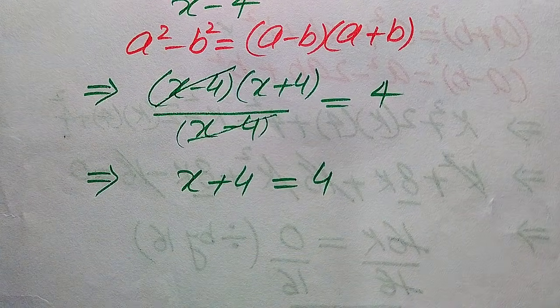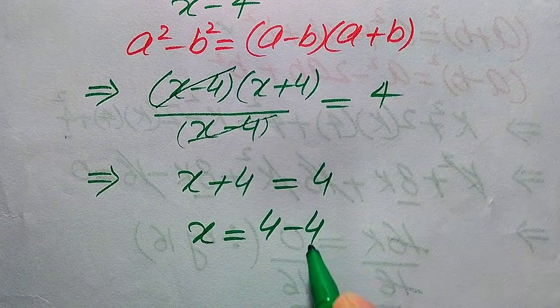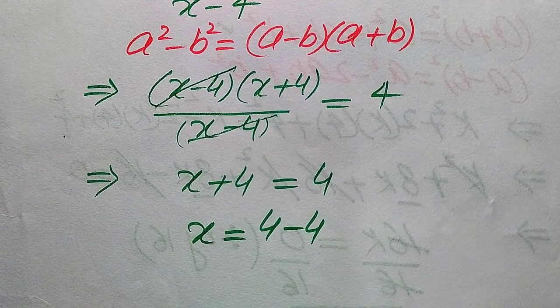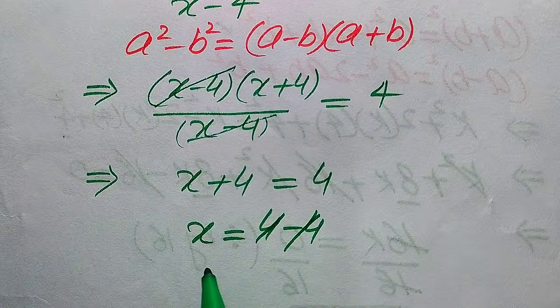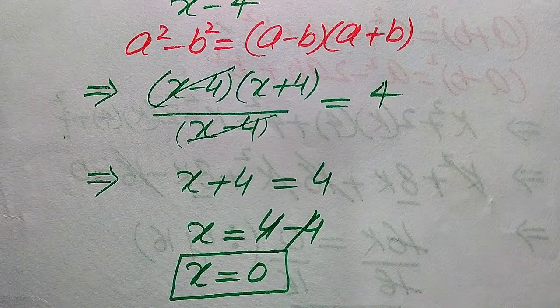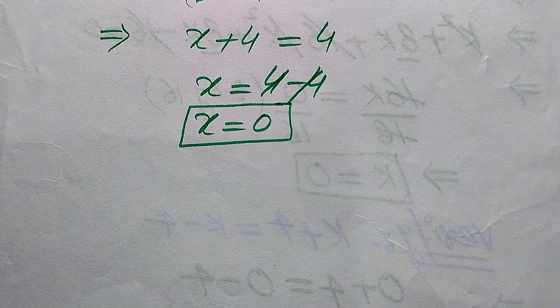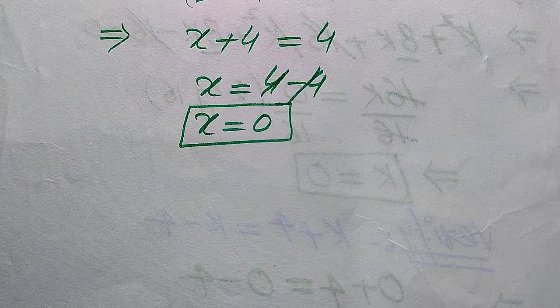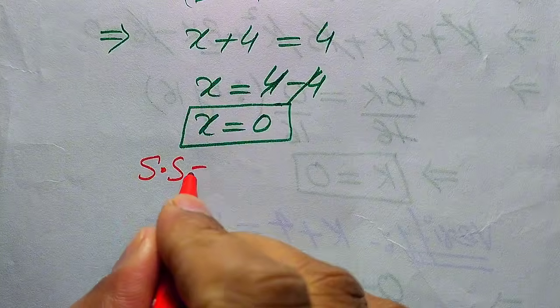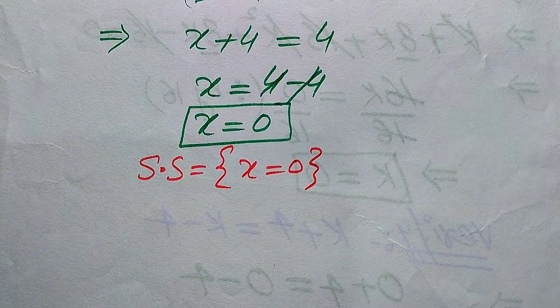And now further in the next step we move this plus 4 to the right hand side, and it becomes x equals 4 minus 4. So you see here the negative and positive terms are gone, and we get x equals 0. So x equals 0 is the only root which we get in the second method, but in the first method we already verified that x equals 0 satisfies our given question statement. So we finally conclude that the solution set of this problem is x equals 0.